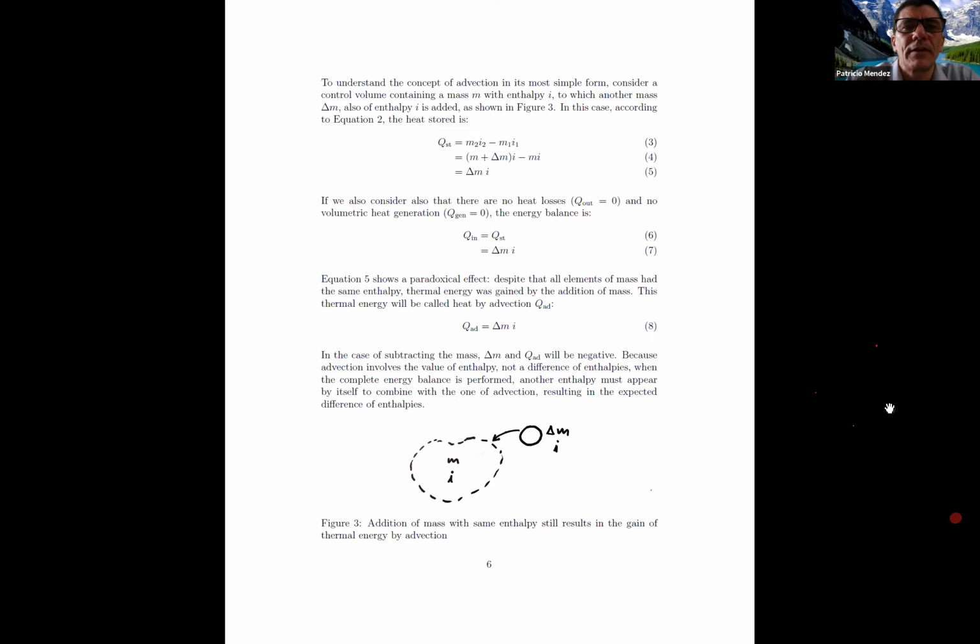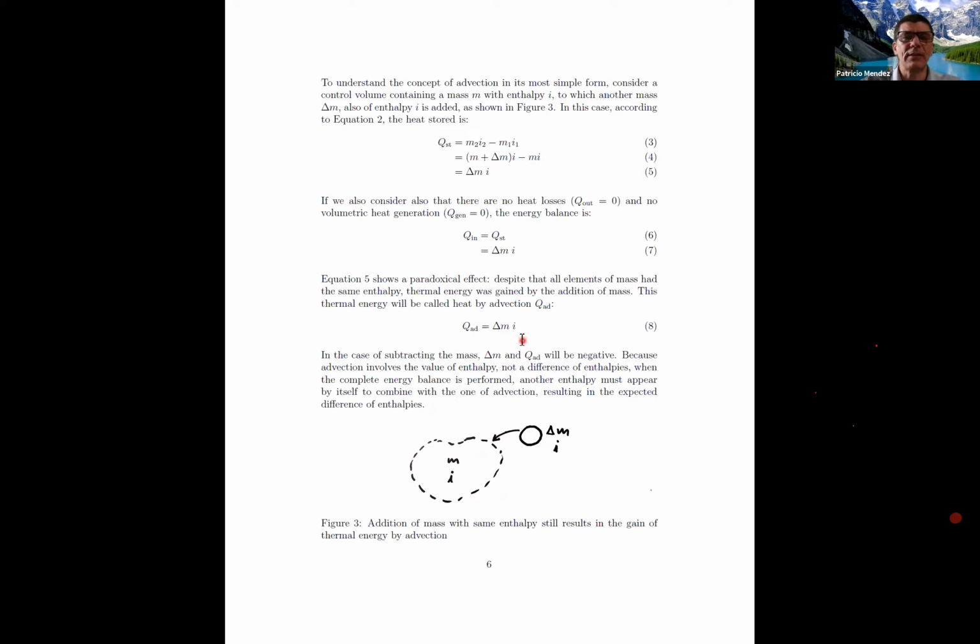So if we have a control volume and we assume that there are no heat losses, just for now, so the Q out is 0 and there's no Q generation, the amount of heat that went in, which is this delta M times enthalpy, this is the Q of advection. And if we took it out, that would be heat that was lost by advection.